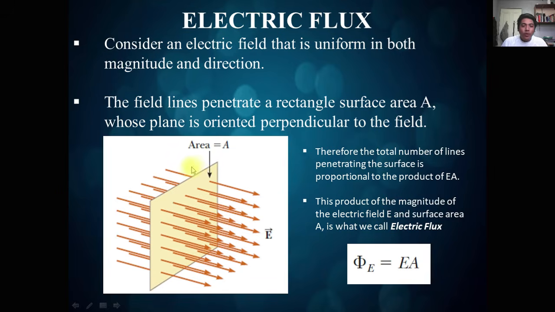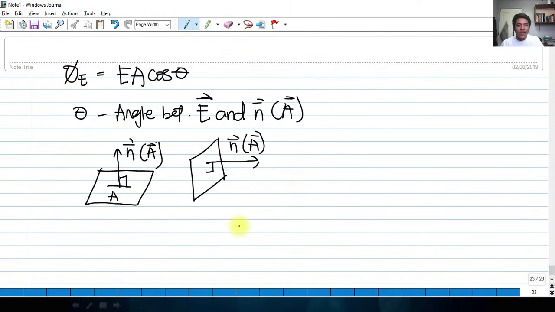Okay, so where is the normal vector of this plate? That's correct. It is actually the same as the direction of the electric field. So, if the normal vector of this plane is in the same direction as the electric field, then theta, we define theta as the angle between the electric field vector and the normal vector.